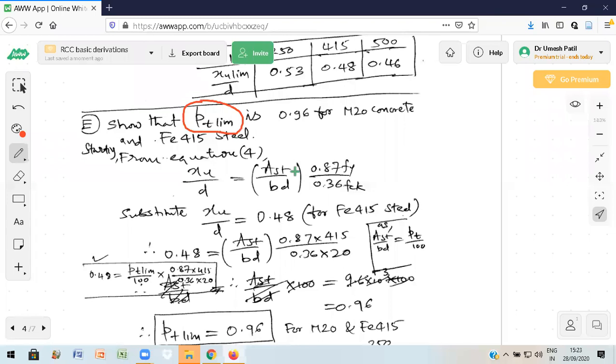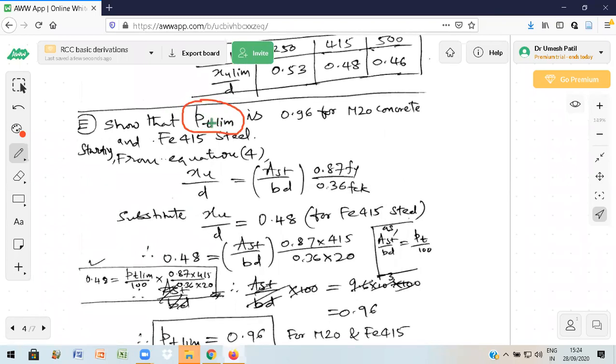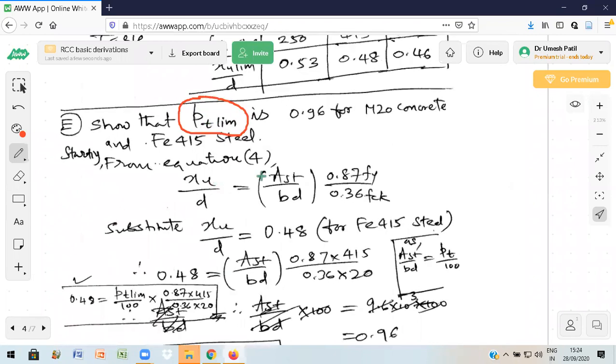Now, what is pt? Ast by bd into 100. I already told you, pt is Ast by bd into 100. What is pt limit? Pt limit is the percentage steel required in which case both steel and concrete will fail at a time. So how much steel should I provide in a beam so that both concrete and steel will fail at a time? Now observe here, it is a simple thing. Again, this equation I have already given: Xu by d is equal to Ast by bd into this.